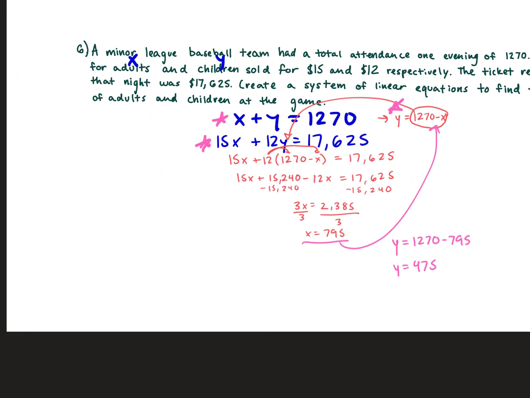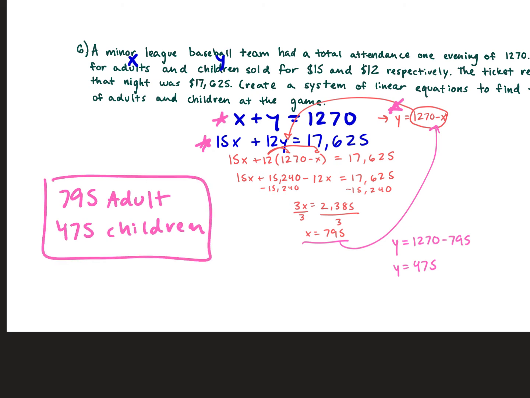So how many adult tickets were sold? 795 adult and 475 children. So that would be my answer. Make sure on the quiz that you clarify which one's which, because we just made up x and y for adults and children. So if you give me your answer as x is equal to 795, I don't know which one you're talking about. So make sure. 7 or 8 questions total.